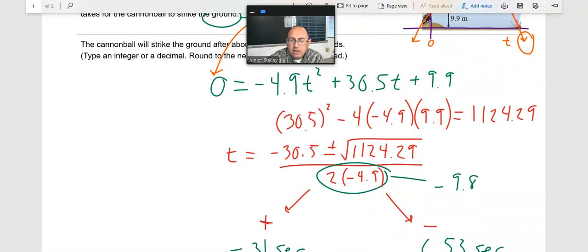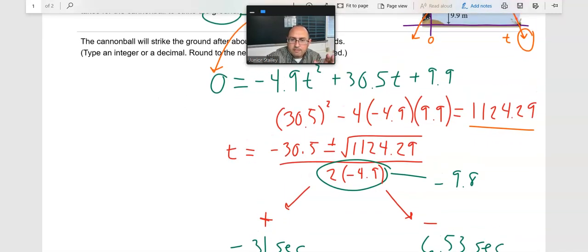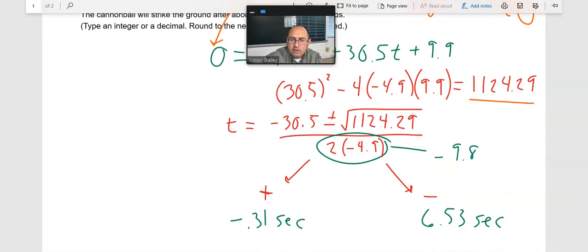Discriminant ended up being 1,124.29, right? B squared minus 4AC. Got to use a calculator because these are weird numbers, right? Then I go to the rest of the quadratic formula. Opposite of B, plus or minus, square root of the discriminant, right? We drop that discriminant down in there. The bottom, 2 times A, is negative 9.8. So if you want to just change it to negative 9.8 to save yourself a little trouble, be careful when you're typing. Now, I ended up with 2 different answers.